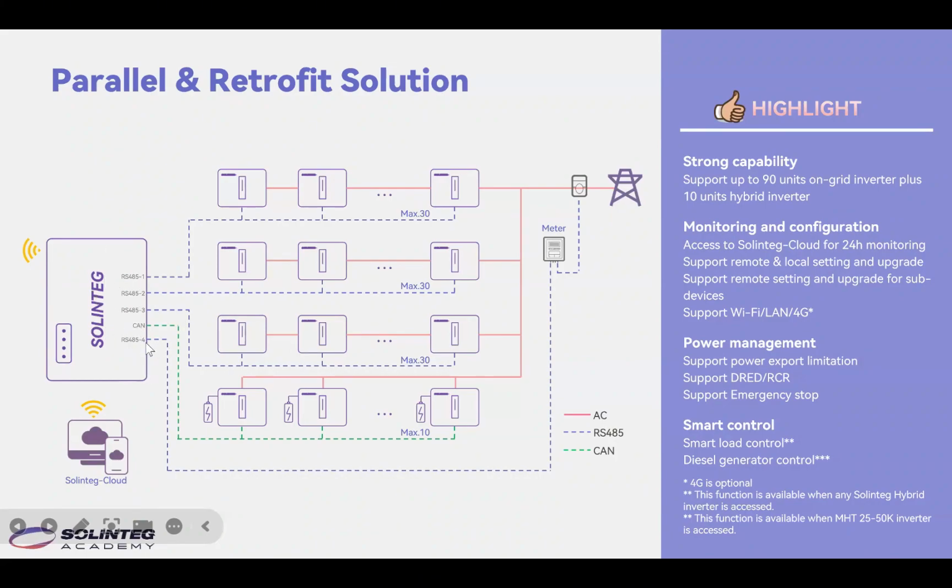And port 4 of the RS-485 is designed to connect with the smart meter to realize the export limitation function. And the data logger can also communicate with the Solinteg Cloud platform through Wi-Fi, LAN or 4G. It can collect the system information and send it to the platform. It can also receive data from the Solinteg platform, so it can do remote control, remote configuration, or remote upgrade of the whole system.